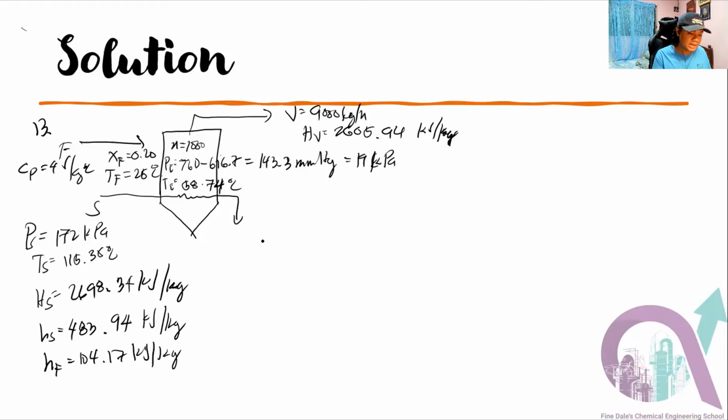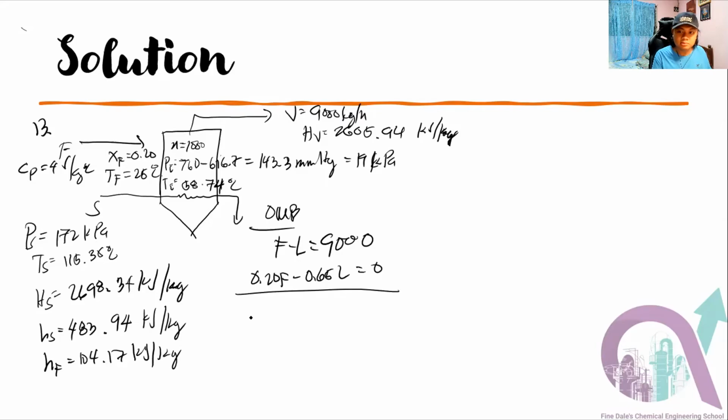Okay, so let's do our overall material balance. We have F minus L is equal to 9,000, and then we have our CMB, component material balance, 20F minus 0.65L equals 0. So solving simultaneously, you can get F, 13,000 kilograms per hour, and then L, 4,000 kilograms per hour.